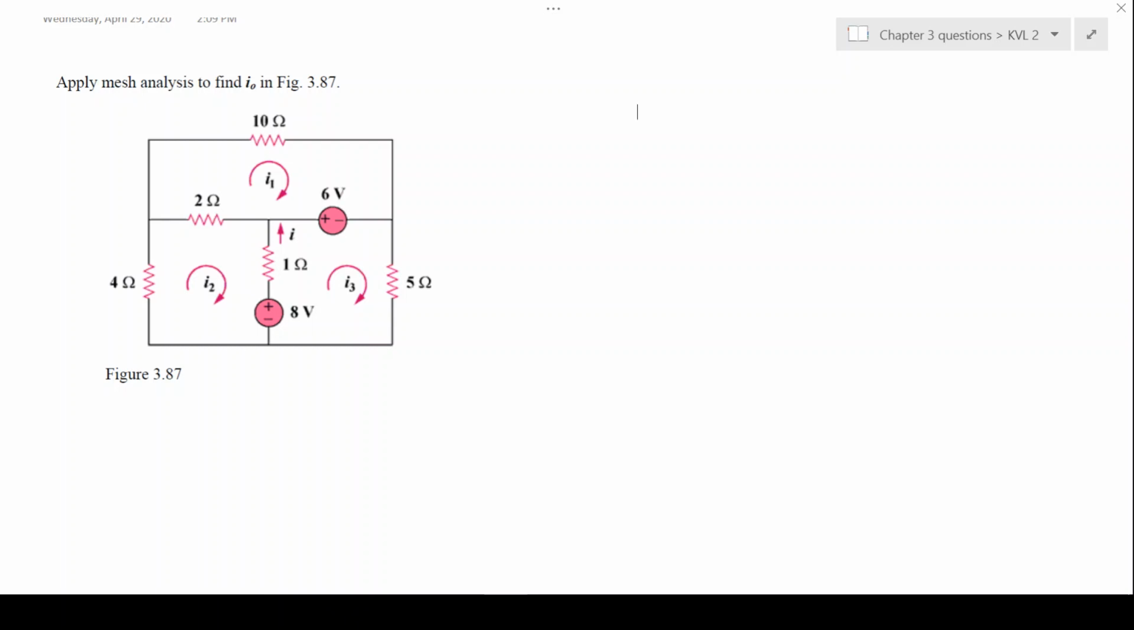Hello everyone, and welcome to this example recording on mesh analysis. In this example we're going to be focusing on a question that has three meshes, and we're going to be using mesh analysis to determine the currents I1, I2 and I3 in the circuit below.